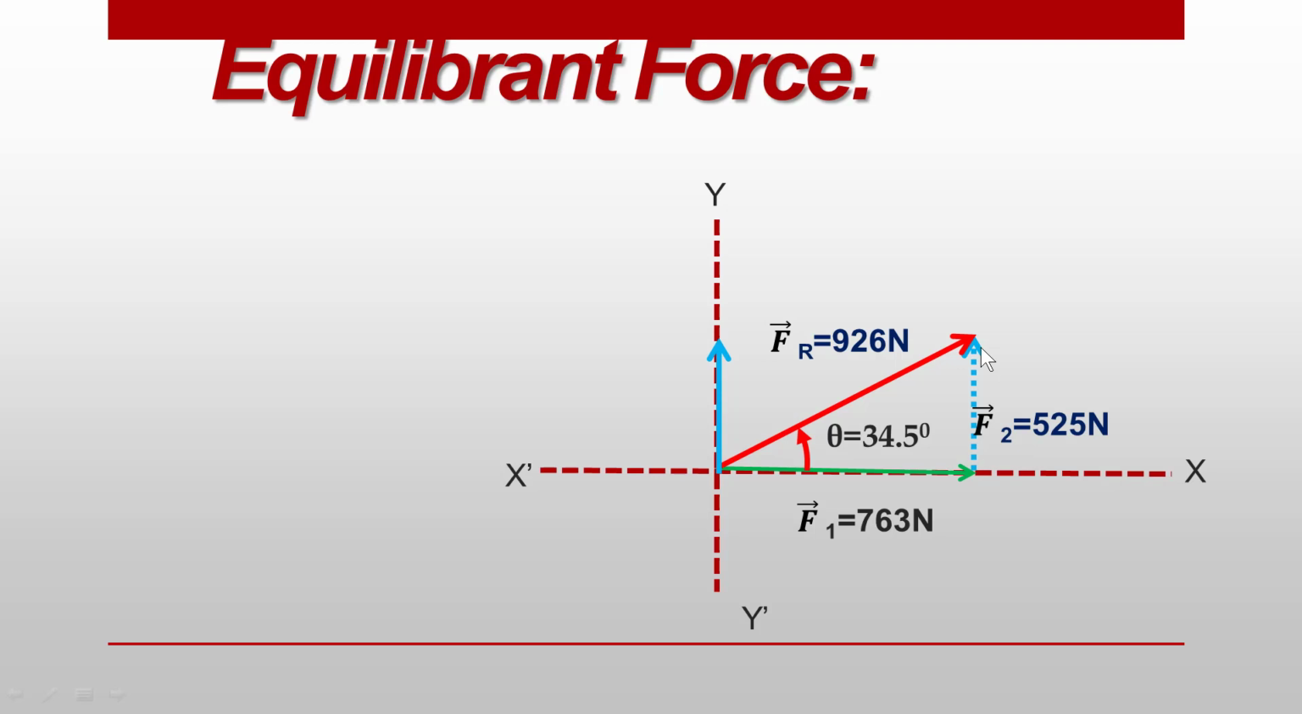If we are going to find the equilibrant force, what do we have to do? We have to draw a force which is equal in magnitude to Fr but opposite in direction. Such a force will be known as the equilibrant force, a force which is equal in magnitude to the resultant force but opposite in direction.